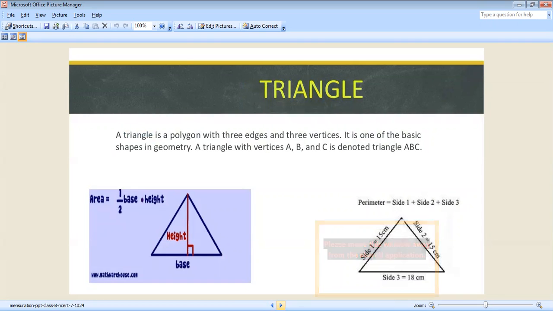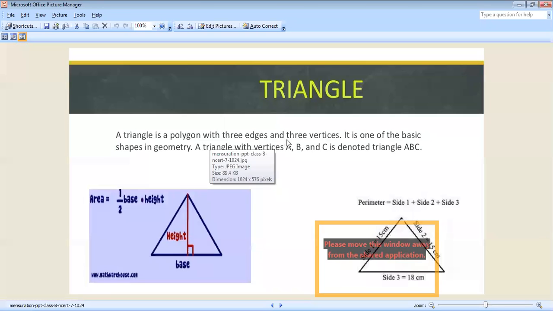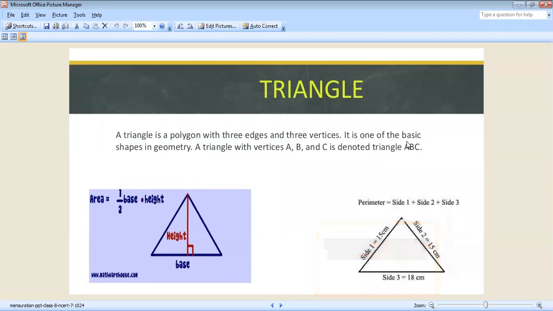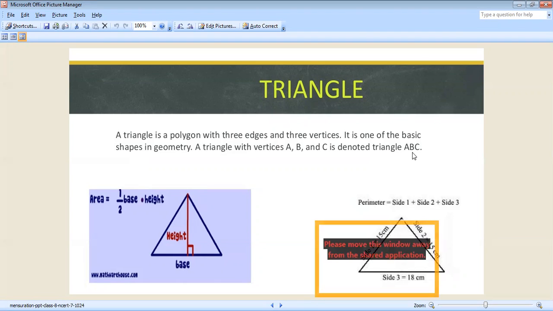Next, triangle. A triangle is a polygon with 3 edges and 3 vertices. It is one of the basic shapes in geometry. A triangle with vertices A, B and C is denoted as triangle ABC. Once again, a triangle is a polygon with 3 edges and 3 vertices.